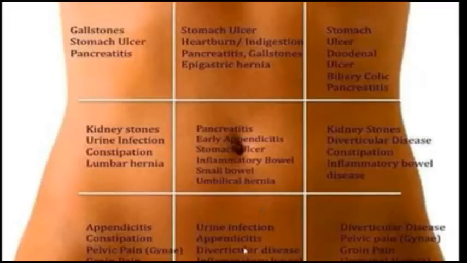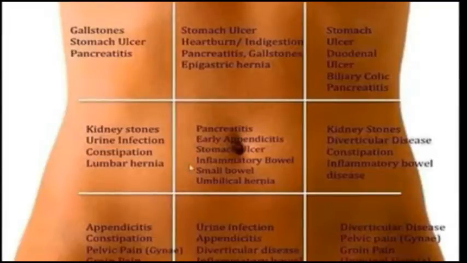Therefore, we can conclude that because we have the sigmoid colon and the rectum, we might have diverticular diseases. Urine infection can happen because here we're going to have the urinary bladder and the ureters. On the other hand, pelvic pain, which is due to gynecological reasons, might also happen because we have the uterus here together with the fallopian tubes. In this area, we're also going to have diverticular diseases, pelvic pain, and Crohn's pain.